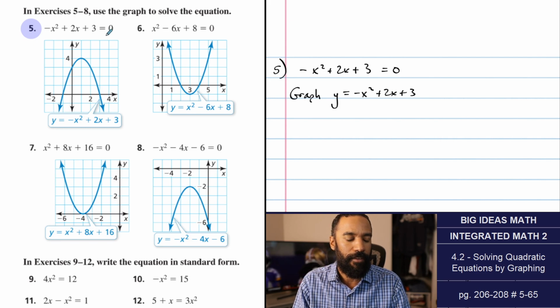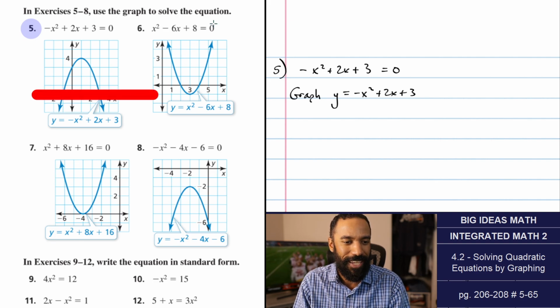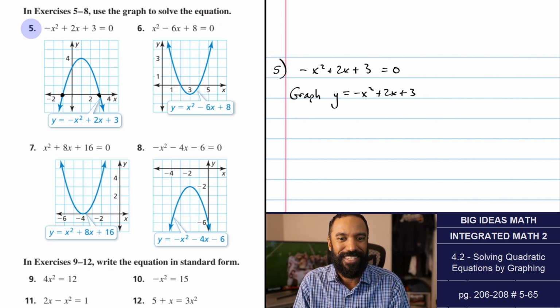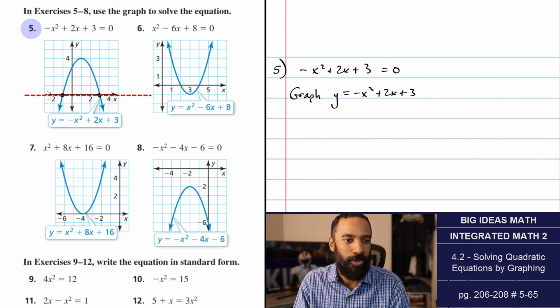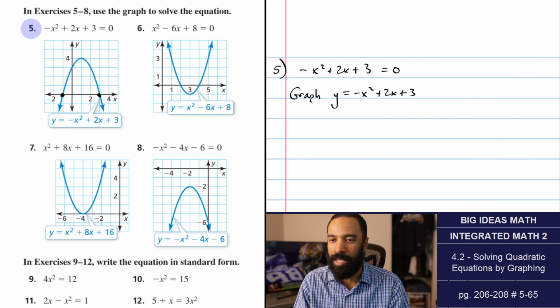So if you look at this graph right here, you can see they cross at this point and this point. Remember, y equals 0 is this line right here. So we are trying to see when the blue crosses the red. Where does it cross the x-axis? They cross at -1 and +3.